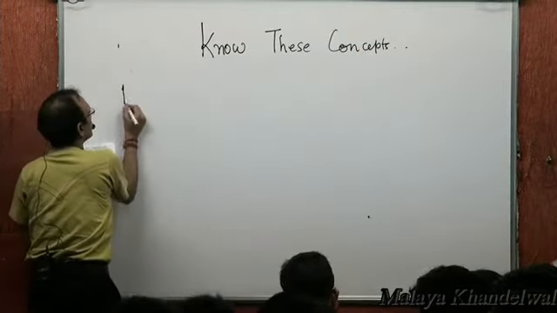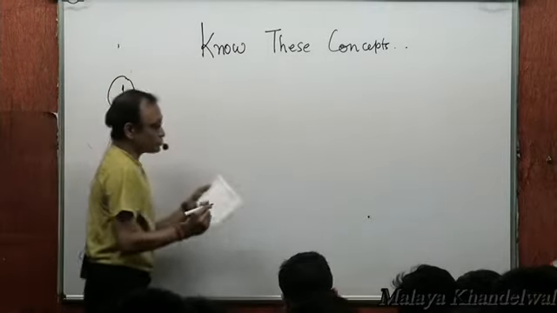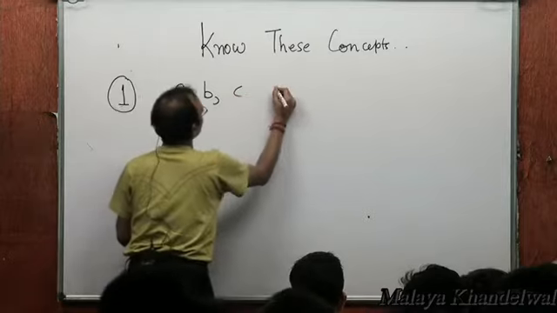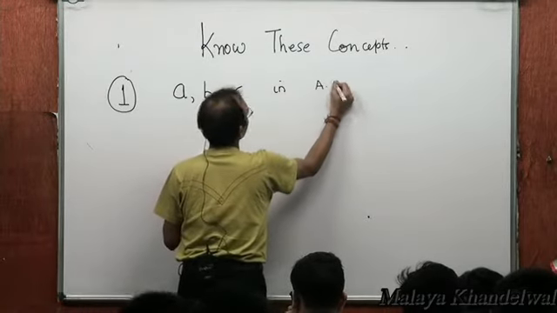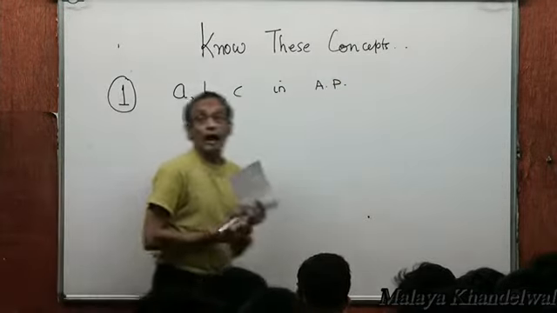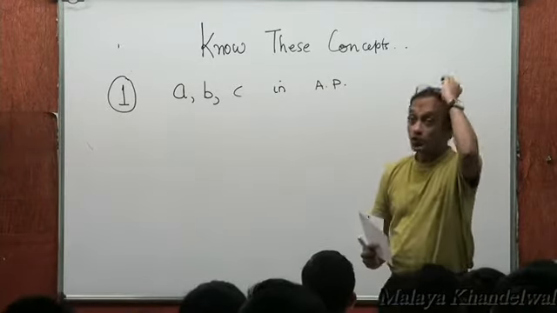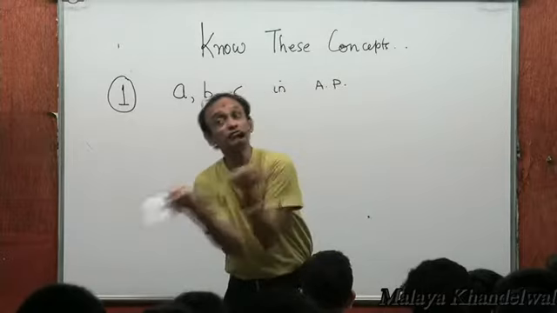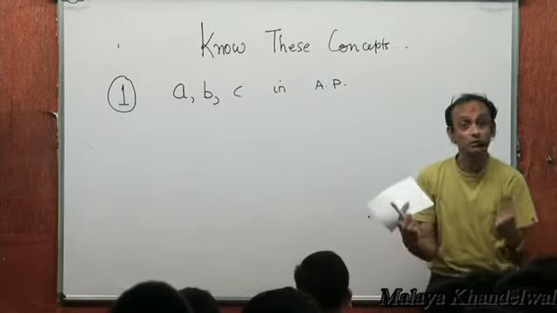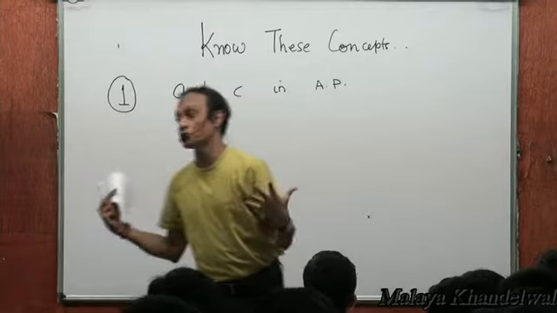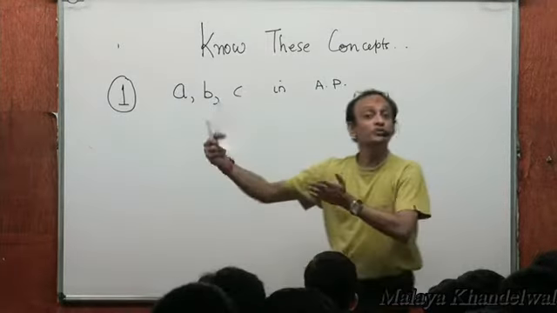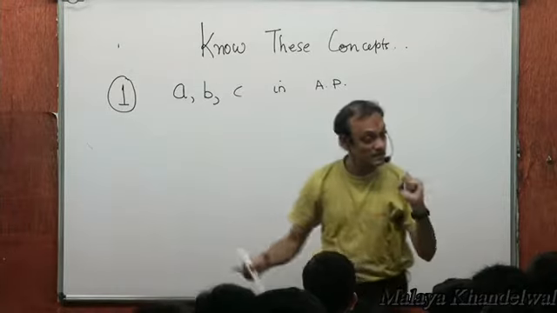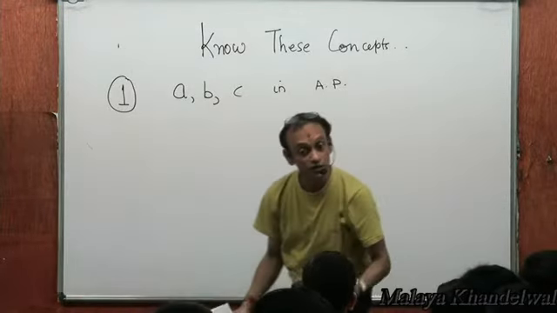So the first one is about three numbers A, B, C that are in AP, arithmetic progression. However, these are not fixed numbers. They are parameters. Any set of three numbers you could choose for the sake of the problem, as long as they are in arithmetic progression. You could choose 1, 2, 3. You could choose 2, 4, 6.